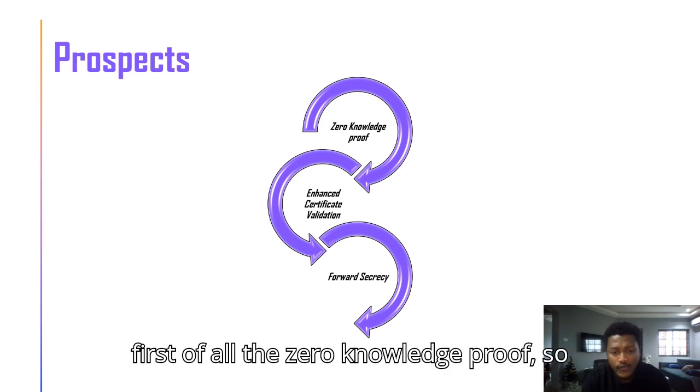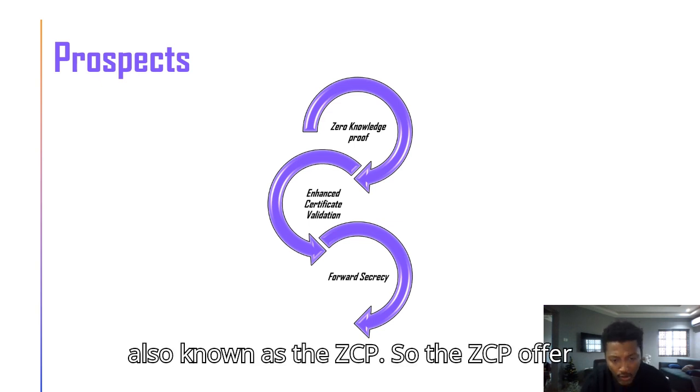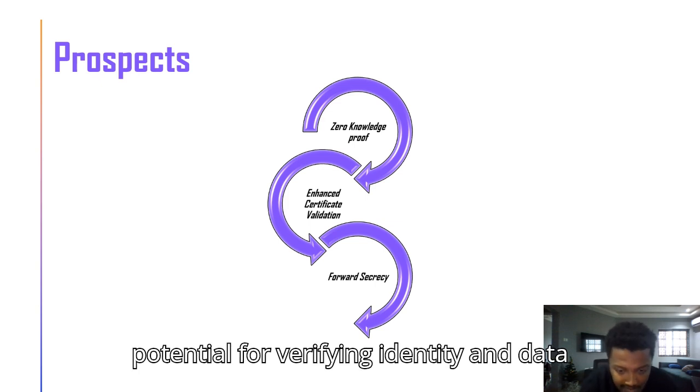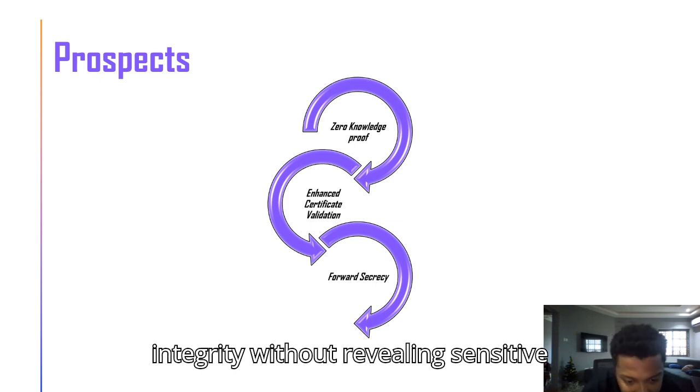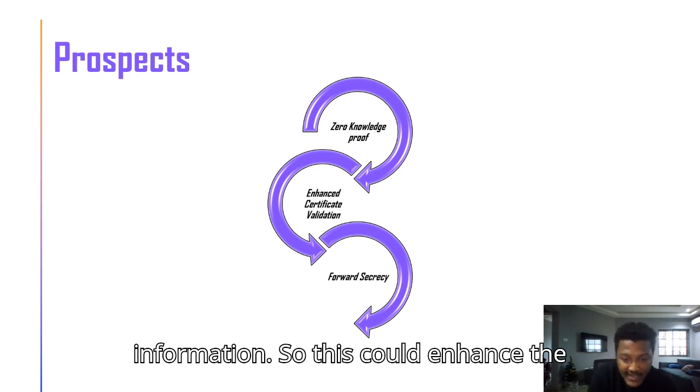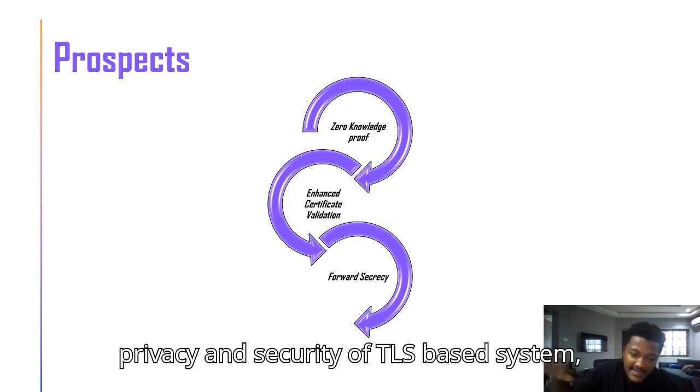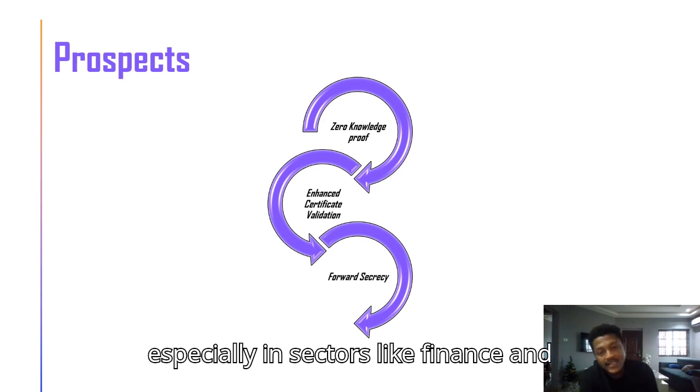We have, first of all, zero-knowledge proof, also known as ZKP. ZKP offers potential for verifying identity and data integrity without revealing sensitive information. This could enhance the privacy and security of TLS-based systems, especially in sectors like finance and healthcare.